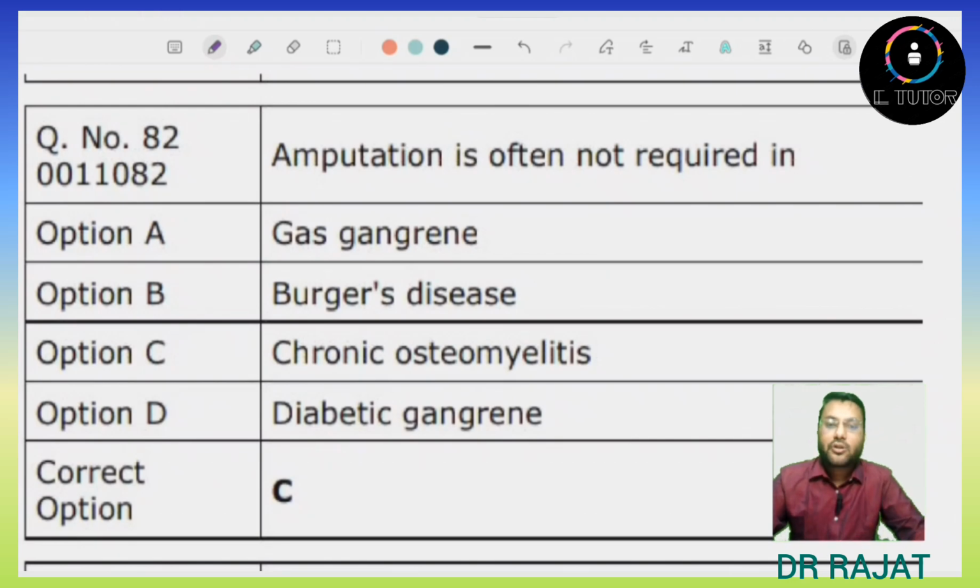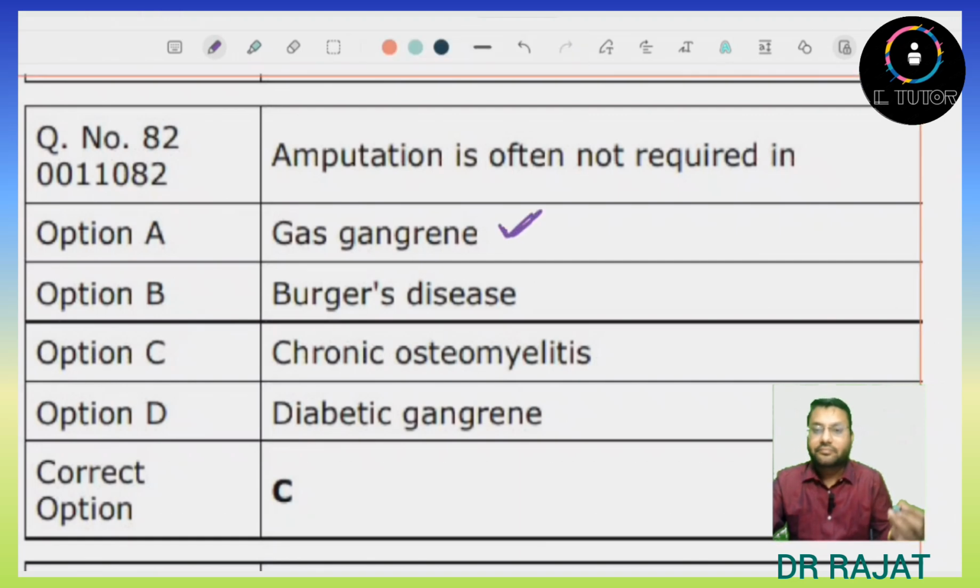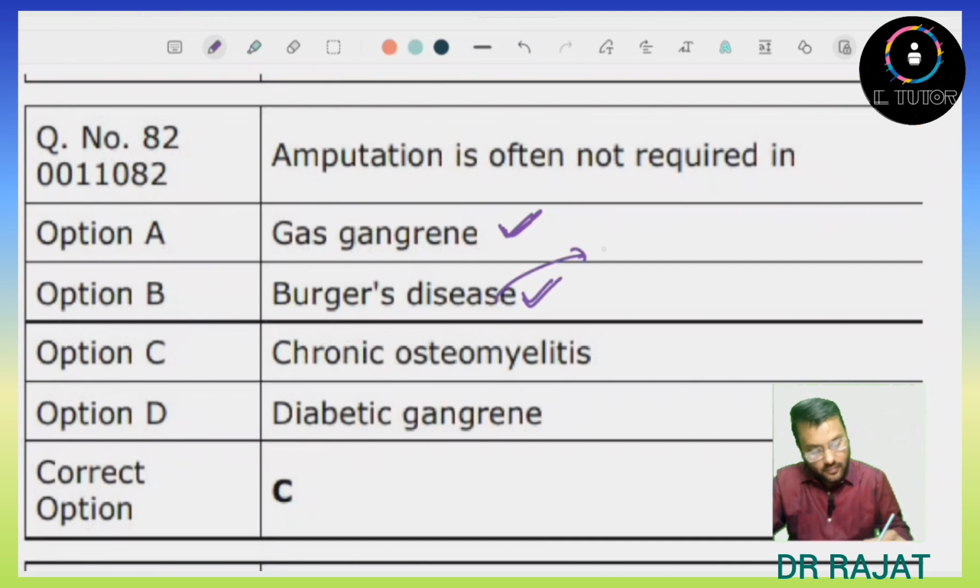Next question is amputation is often not required in. So gas gangrene, yes, in gas gangrene amputation is required in advanced cases. In Berger's disease also it is required. So Berger's disease is vasculitis of small or medium size vessels.